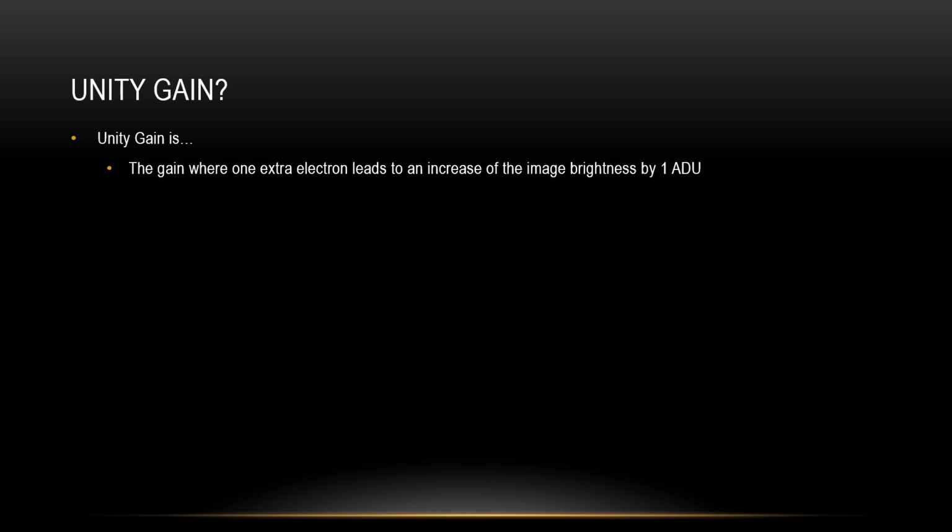So let's quickly talk about unity gain and whether it's a good idea, because that's often discussed in the context of deep sky imaging. Unity gain is simply the gain value where adding one extra electron to the pixel by detecting one extra photon leads to an output change of one unit. This seems like a good idea in terms of making sure you measure the number of photons detected in the most accurate way possible. But actually, what you're forgetting about there is the fact that there's noise involved.